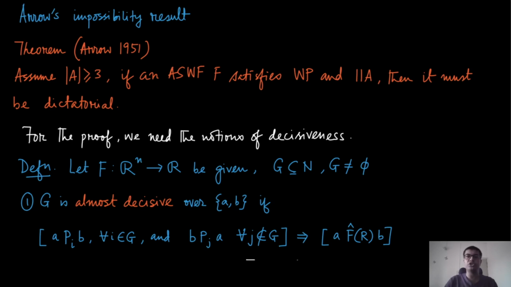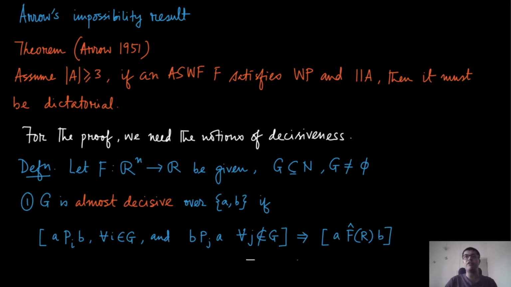where the relative positions of A and B are the same. So A and B again are 2 arbitrary alternatives. Their relative positions, so player 1 has A above B, player 2 has B above A, and player 3 may have A and B at the same level, and the same ordering between A and B holds true for R and R prime, 2 different preference profiles. Then the social orderings F of R and F of R prime should maintain the same order over A and B.